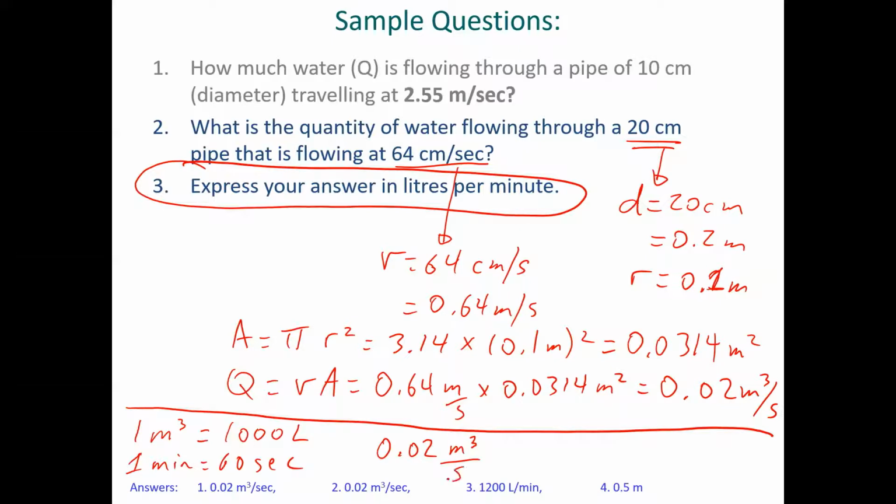So I've got meters cubed per second. The first conversion is, of course, converting to liters. So I want liters instead of meters cubed. And so there we go, that's 1,000 liters per meter cubed. And then I'm going to multiply and change my seconds to minutes, so 60 seconds per 1 minute. And then it goes way down there at the bottom, 0.02 times 1,000 times 60. So I get 1,200 liters per minute. Okay, I apologize that was squeezed in.